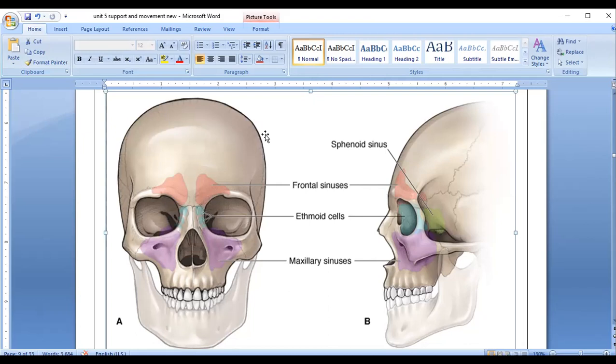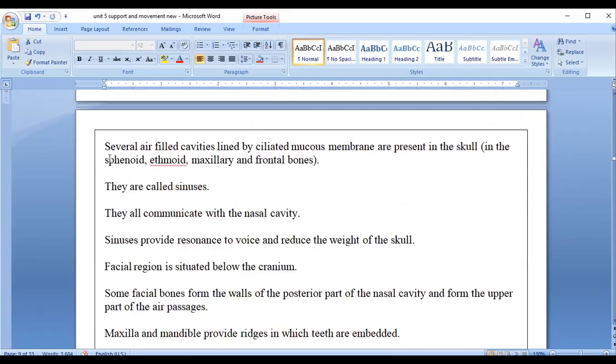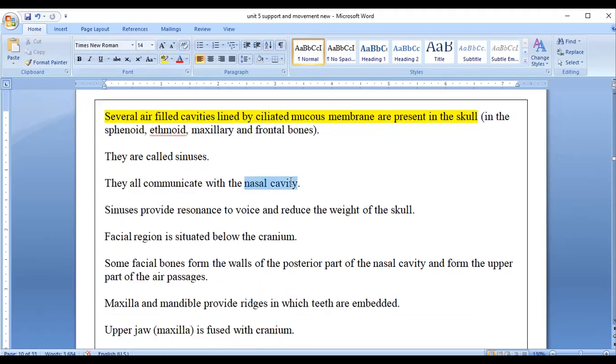Clear? In the case of sinuses, this is the way they define them: air-filled cavities lined by ciliated mucous membrane present in the skull are called sinuses. All the sinuses are connected to the nasal cavity. So air entering through the nasal cavity fills those places.